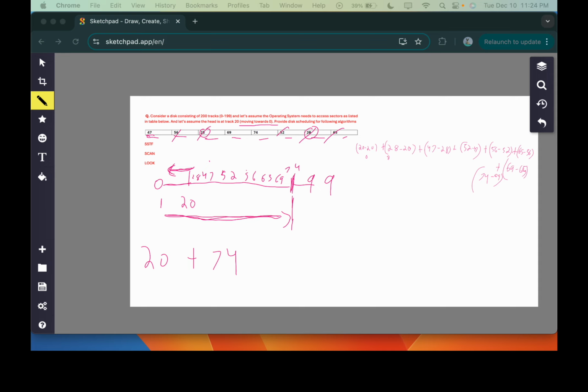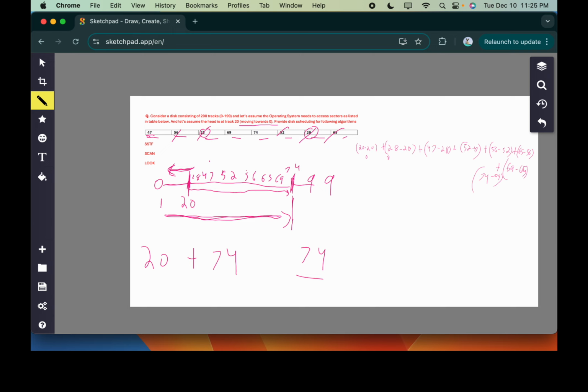Okay, and that would be 94 total. This time for LOOK, we start at 20. Now notice 20 is the smallest value. We don't go any further. We stop at 20. We just have to go all the way to the final value, 74. So that's literally just 74.